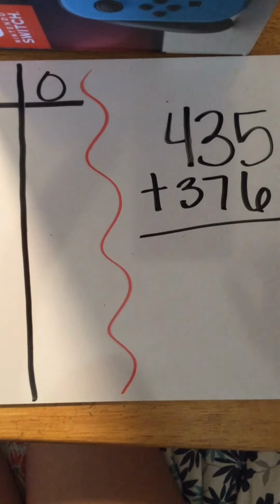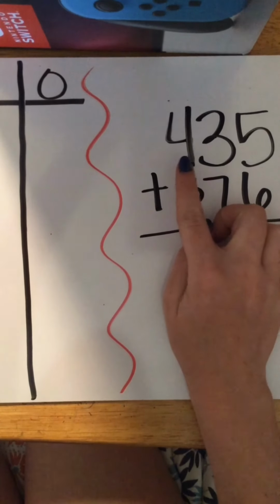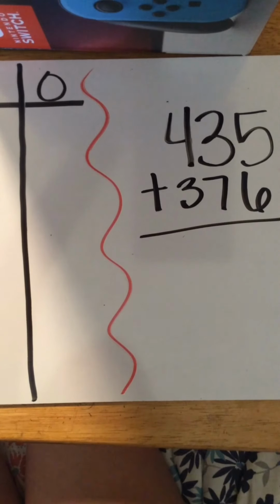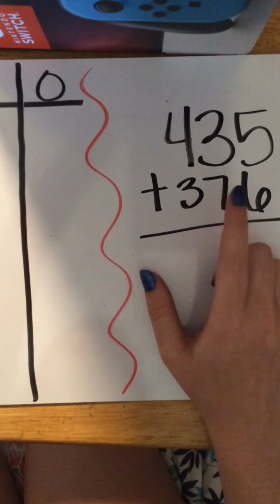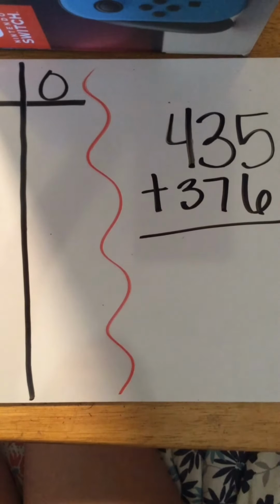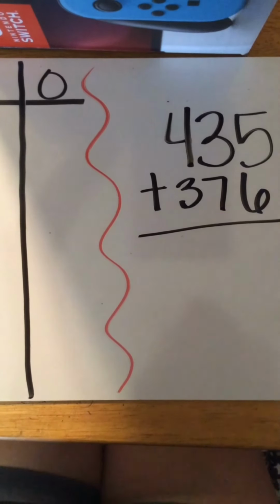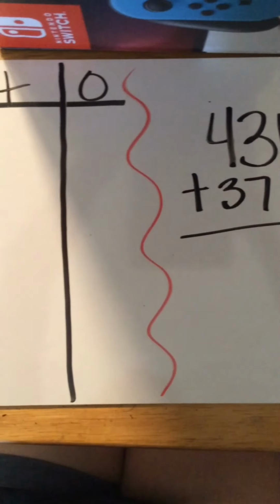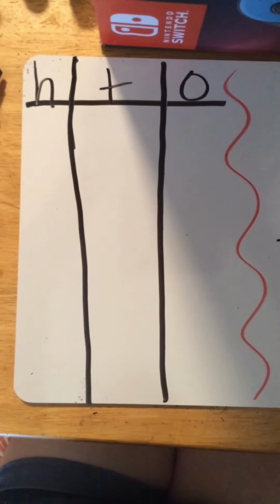When we break that up into their place values, we have, for the top number, 4 hundreds, 3 tens, 5 ones, and for the bottom number, 3 hundreds, 7 tens, 6 ones. Okay, I'm going to slide you back over to our HTO chart, and we are going to start building that first number, 435.